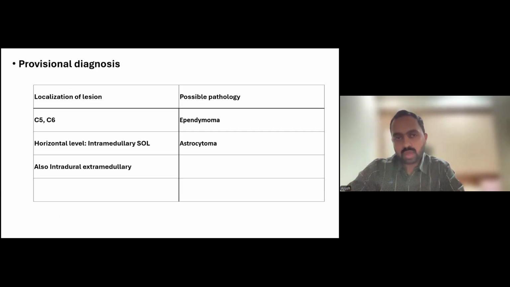Along with this, there is the involvement of the bladder. So yes, I would go for the horizontal level more towards the intramedullary as well. And the localization of the lesion would go down to C5. I would add over here that autonomic symptoms are present in the form of the bladder involvement, which was mentioned in the history.